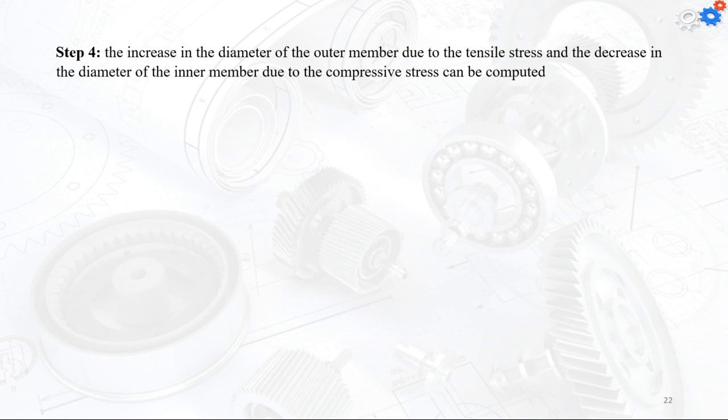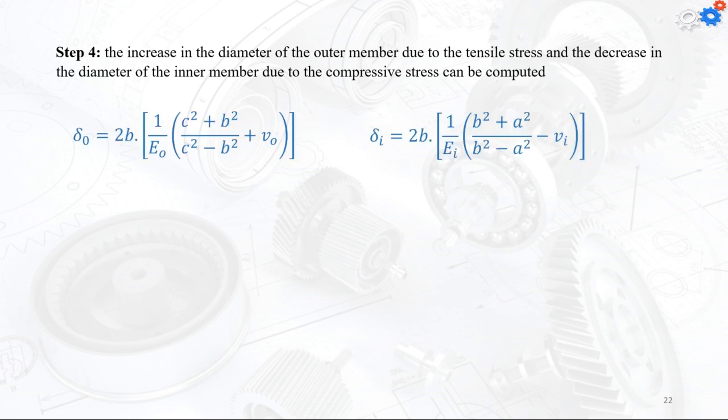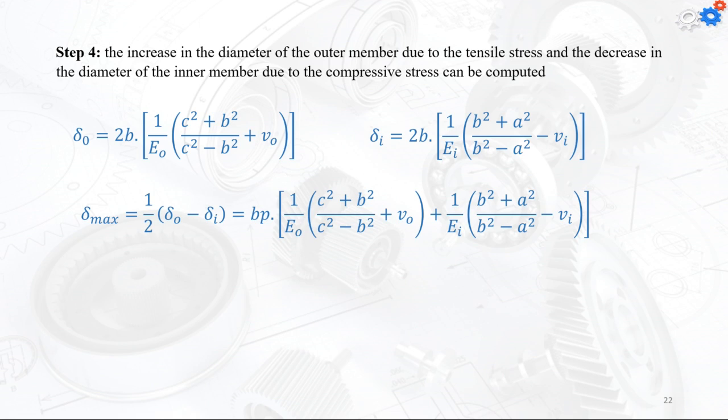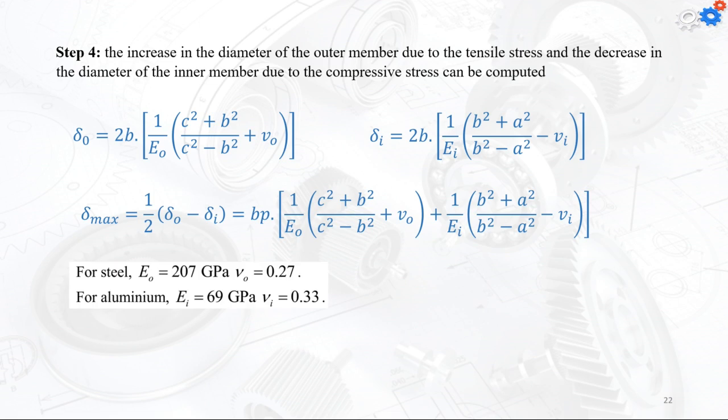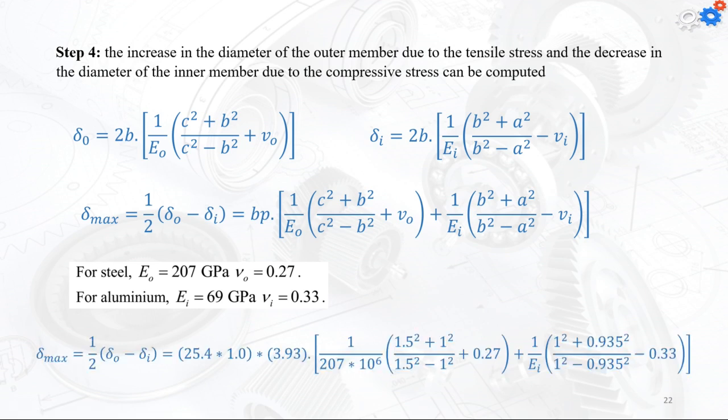Now, step number 4, we need to check the increase in the diameter of the outer member due to tensile stress and the decrease in the diameter of the inner member due to compressive stress by using the two equations that we presented earlier. All the parameters are given to us, so from there I can find the delta maximum, which is going to be half of the sigma O minus sigma I, or by rearranging the equation for the P, is going to be equal to the B multiplied by the P and multiplied by the rest of the equation denominator. For the steel, we know the E value and the nu O value, the same thing for the aluminum part, and then we can put that in the equation.